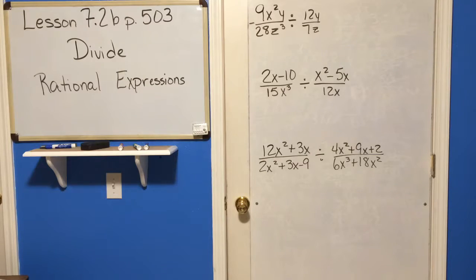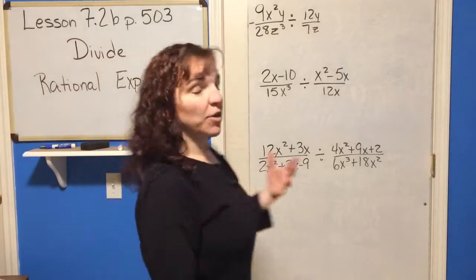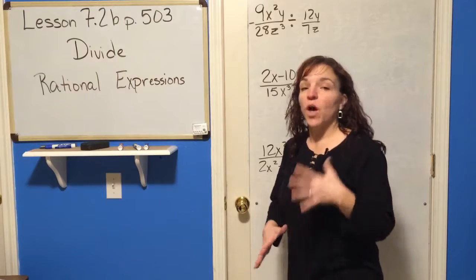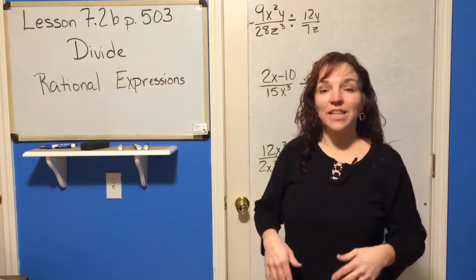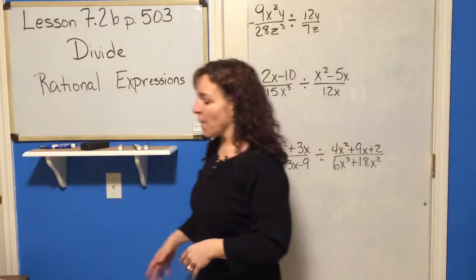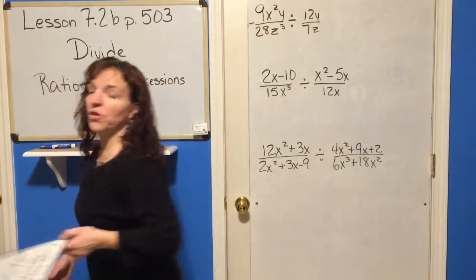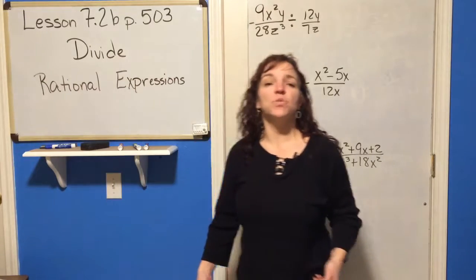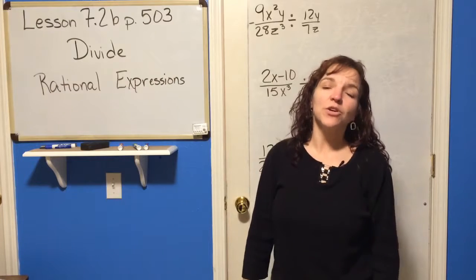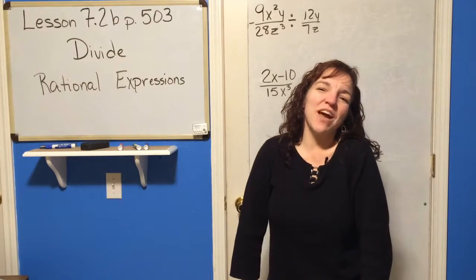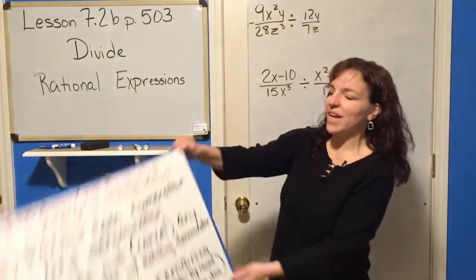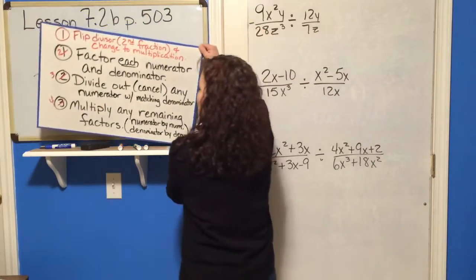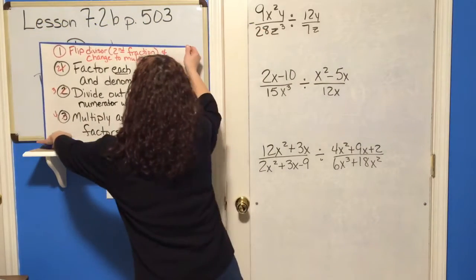Second half of section 7.2 is dividing rational expressions. So we already multiplied them and now we're going to divide them. And guess what? When you very first started doing math, multiplication was tricky and then division was trickier. Guess what? When you're multiplying and dividing fractions, it's so similar that I hardly even changed the list of steps.